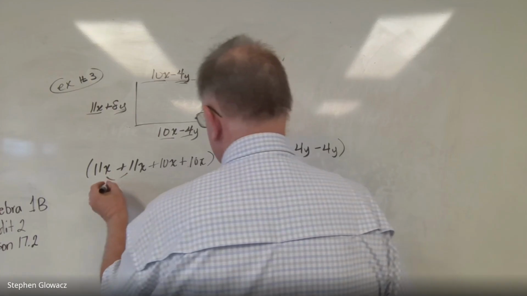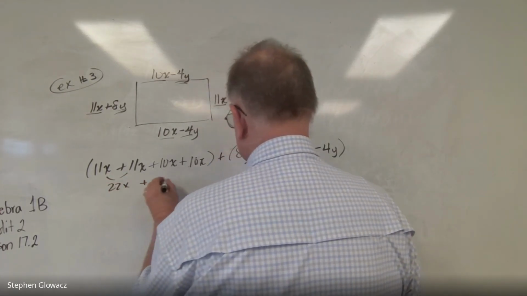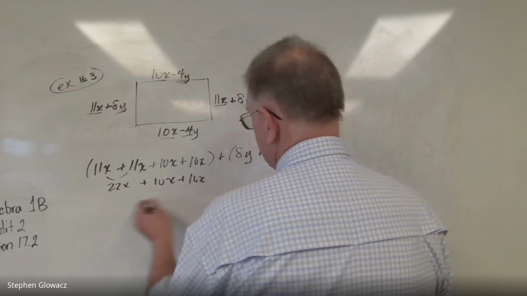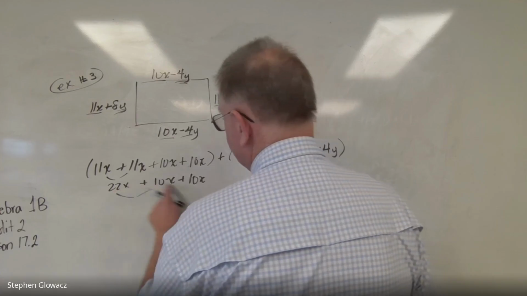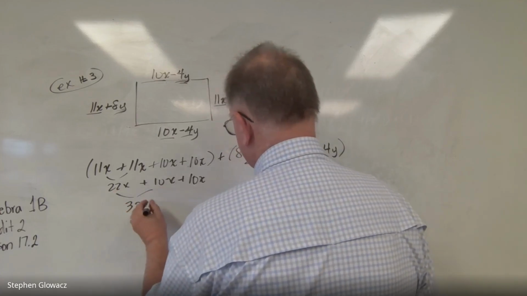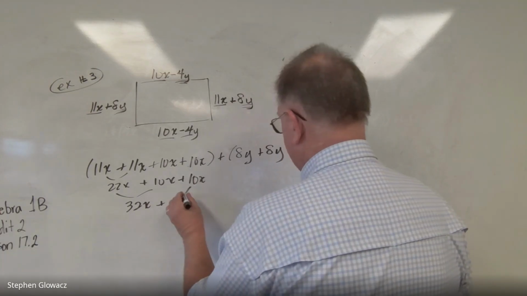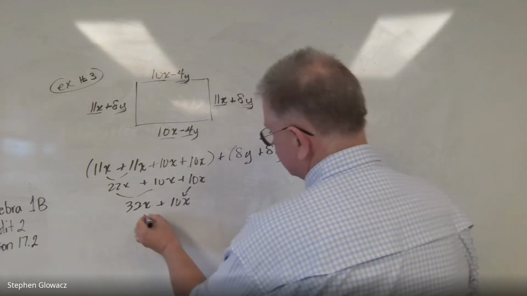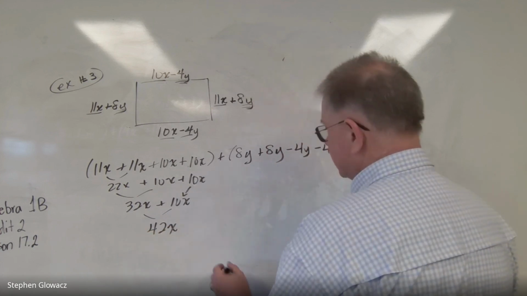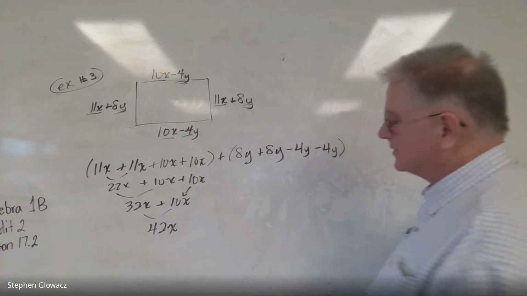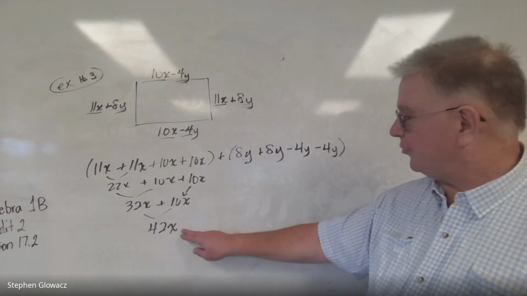11 plus 11 is 22x. 22x, let's make that a little bit neater. 22x plus 10x is 32x. And then adding up that last 10x, 32x plus 10x is 42x. So adding up all of our x's, we get 42x.